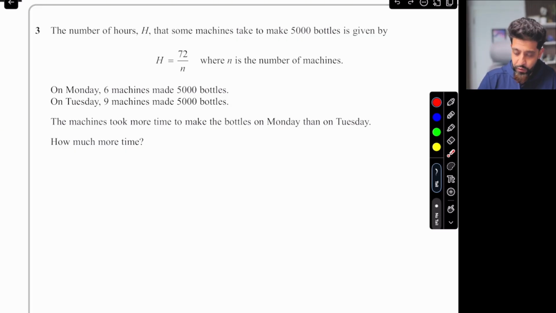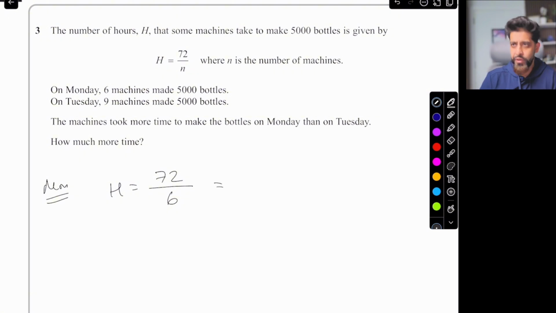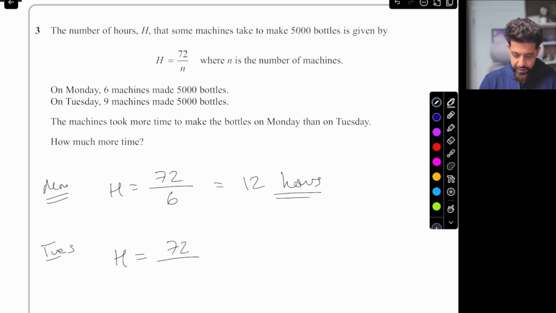Well, H is the formula that you're going to use to find out the number of hours it took. So if we take Monday, we know that 6 machines were used to make 5,000 bottles. So H would be 72 divided by N, the number of machines, so 6 machines. So that would be on your calculator 72 divided by 6, which is 12 hours. So that's on Monday. On Tuesday, H was how many hours it takes. So you had 72 divided by N, which is the number of machines, 9. So 72 divided by 9, that is 8 hours.